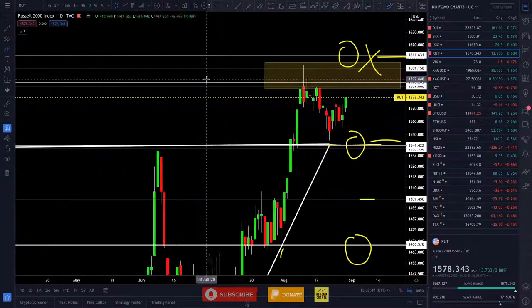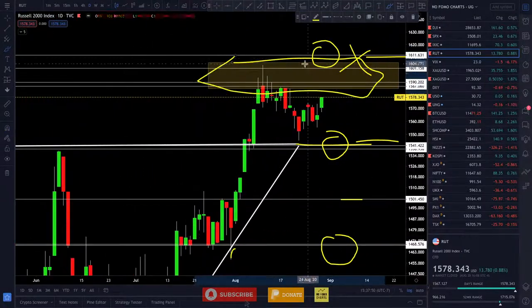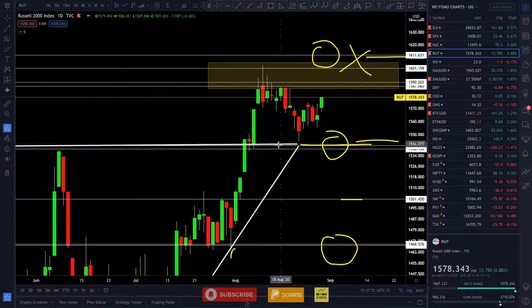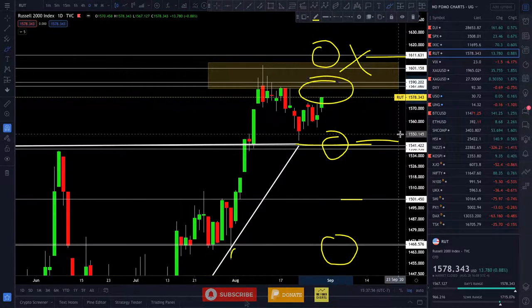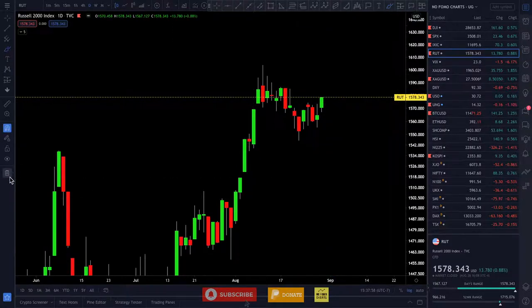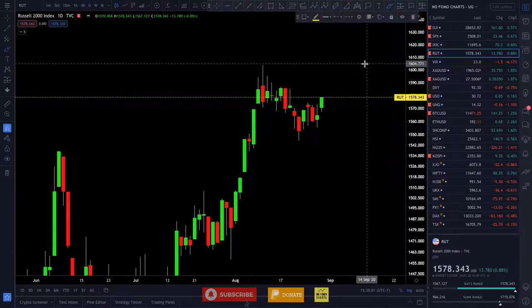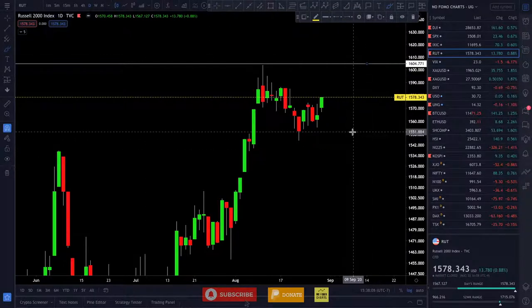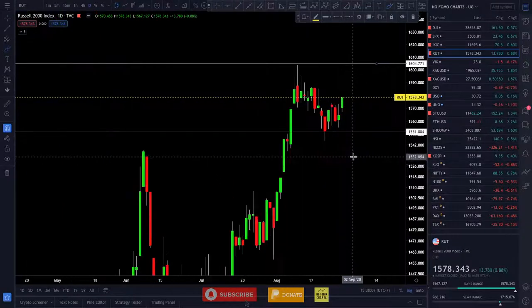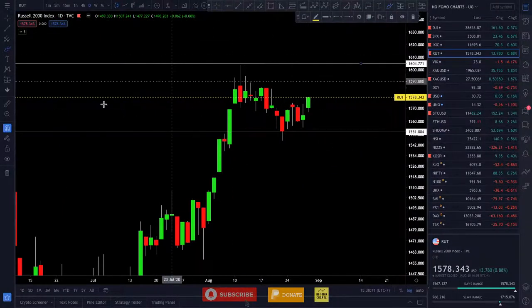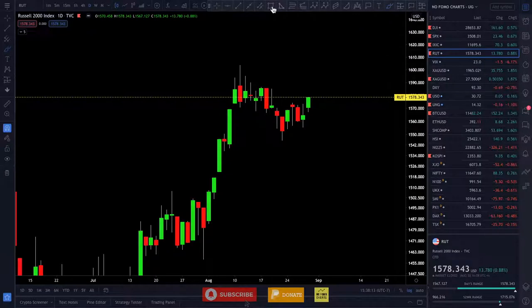So you get it here again. You draw it right here. Resistance, support, bouncing up to resistance again. All right, so to clean this chart up, make it easier on everybody, basically it's stuck between 1,604, 1,551, right there.